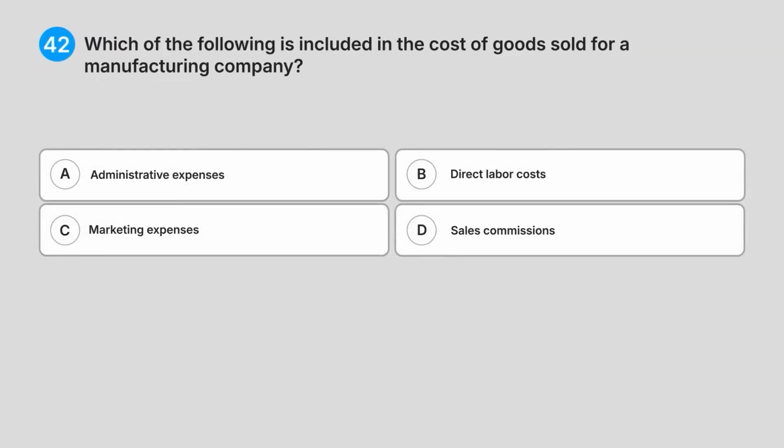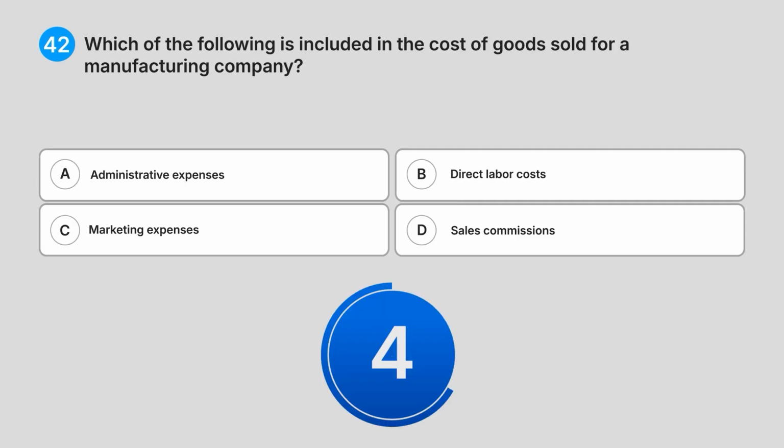42. Which of the following is included in the cost of goods sold for a manufacturing company? A. Administrative expenses. B. Direct labour costs. C. Marketing expenses. D. Sales commissions. Can you guess the answer?